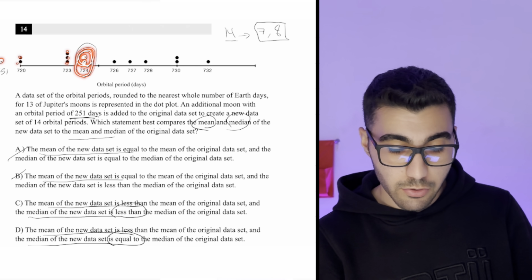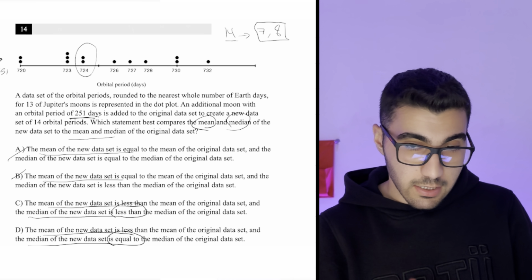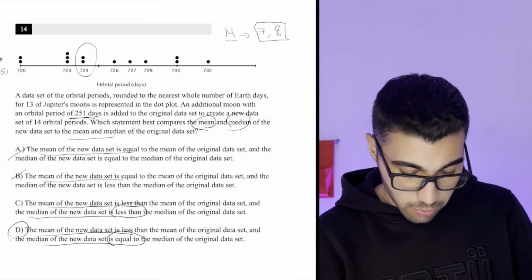So the mean of them is also going to be 724. So the median didn't change. The median of the first and the second data set is equal. It's going to be choice D.